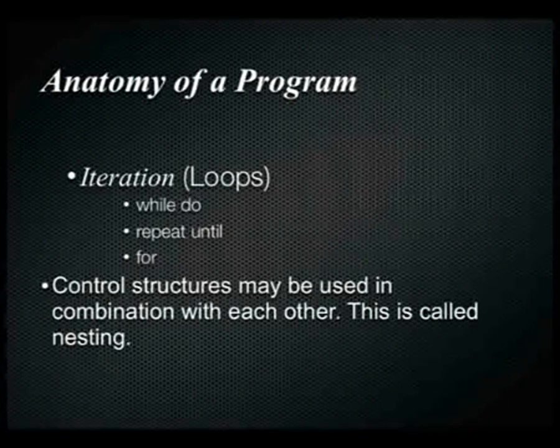So we're going to be doing it that many number of times. We can use control structures in combination with one another, and this is where we call it nesting. So we might have an if statement inside a for loop, or a while statement around a for loop and things like that. So you can actually join them all together to make nested control structures.